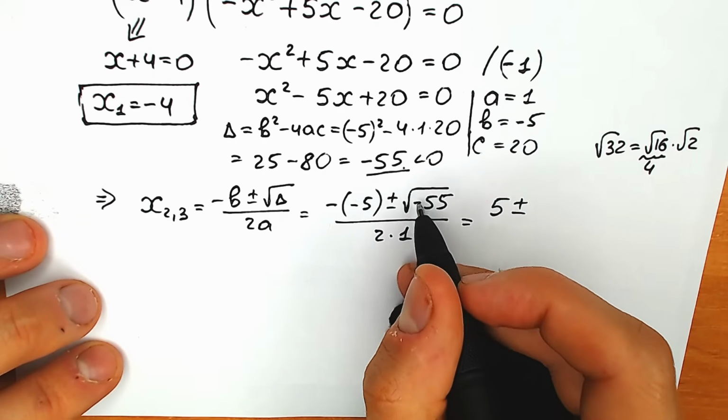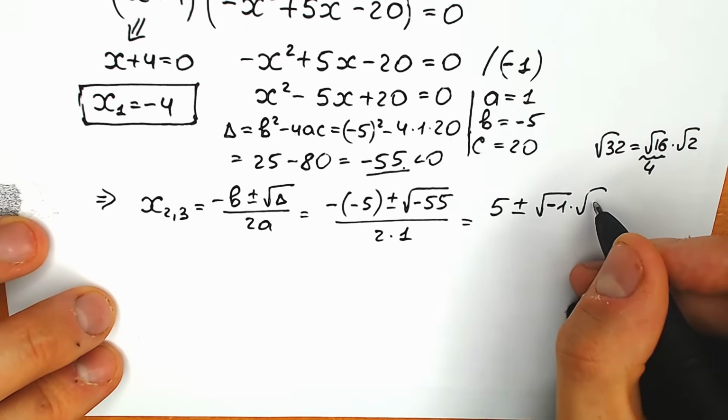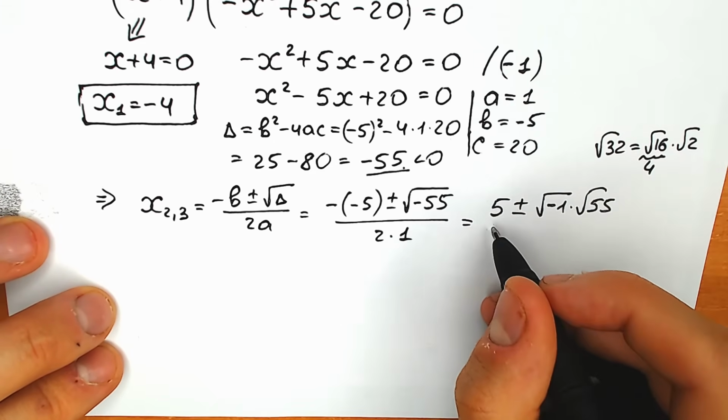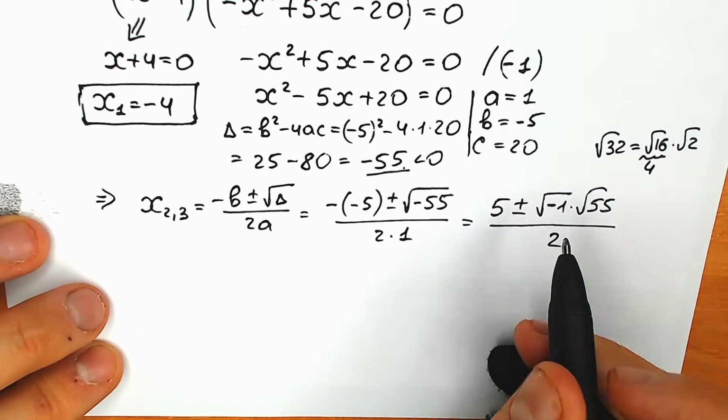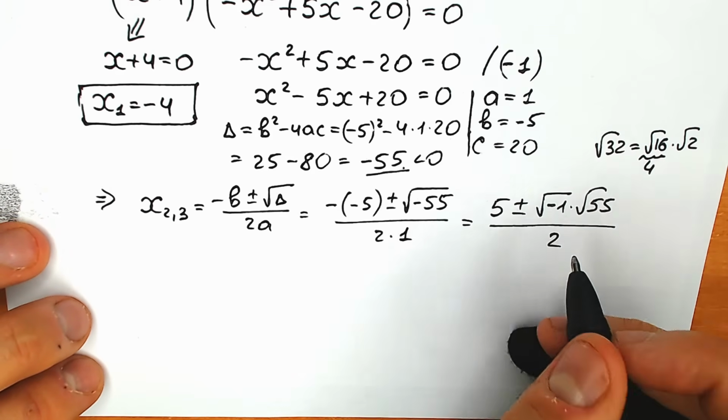So the only thing that we can do right here is to express this as square root of minus 1 times square root of 55. Okay, something like that, and we divide it by 2. Right now, this square root of minus 1, this is our imaginary unit. This is our i, yeah?